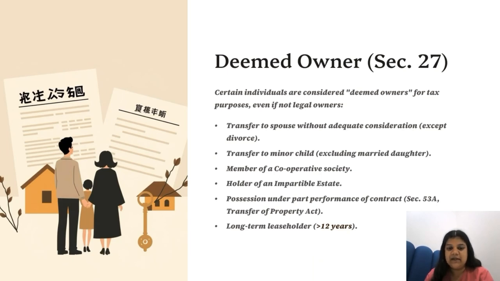This slide explains situations where a person is not the legal owner but is still treated as the owner for tax purposes. Examples include transfer to spouse without adequate consideration, transfer to minor child except a married daughter, members of cooperative societies, holders of impartible assets, possessions given under part performance of a contract, and long-term leaseholders for more than 12 years.